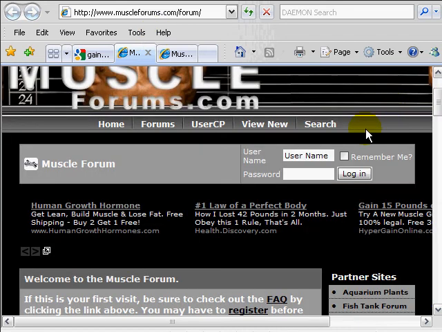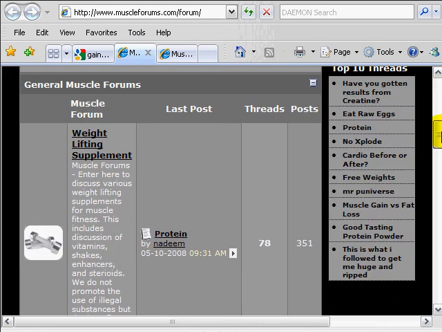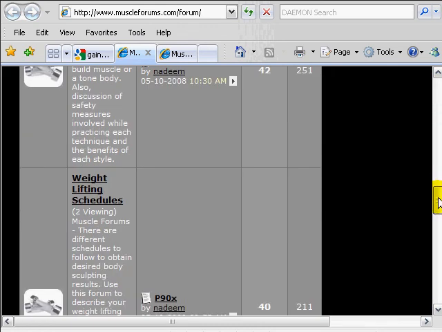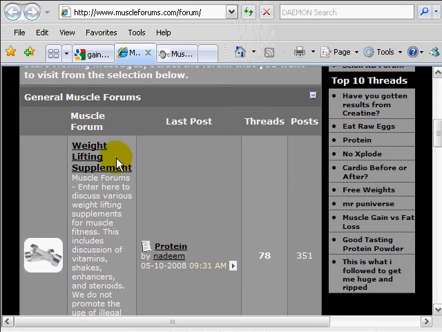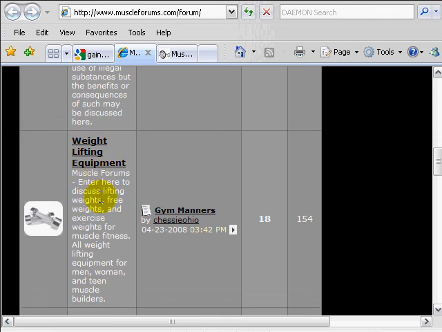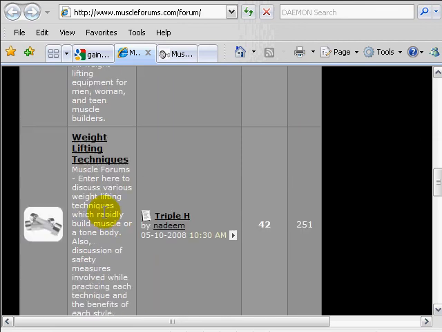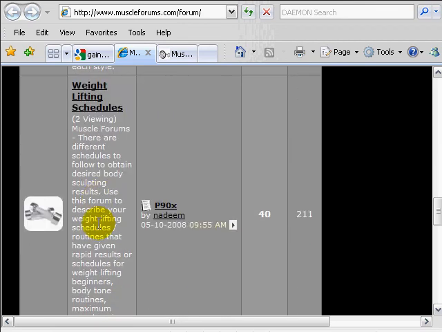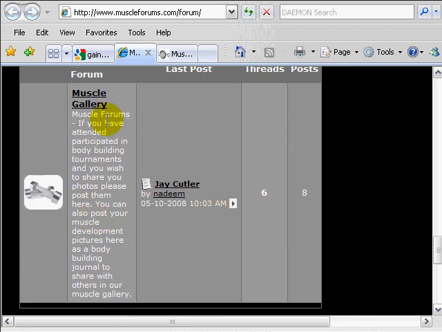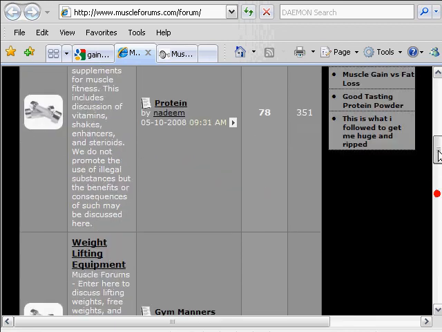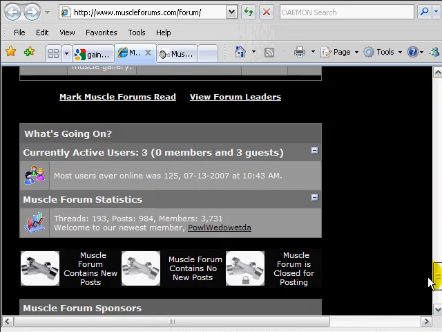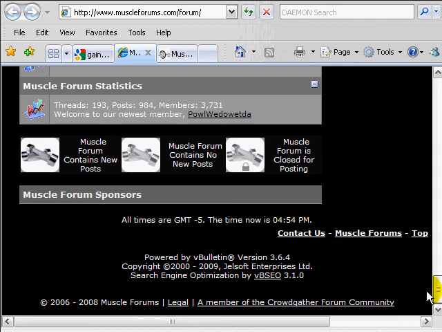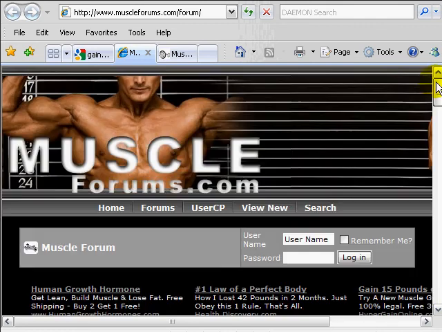Okay, so if I go to muscleforums.com/forum, I notice that there's not a whole lot of forums. I'm sure there's a lot more threads, but it mainly goes over supplements, lifting equipment, lifting techniques, lifting schedules, and muscle gallery. And a lot of forums may not include things like videos for content, so maybe you could include videos as content and be different in that light.